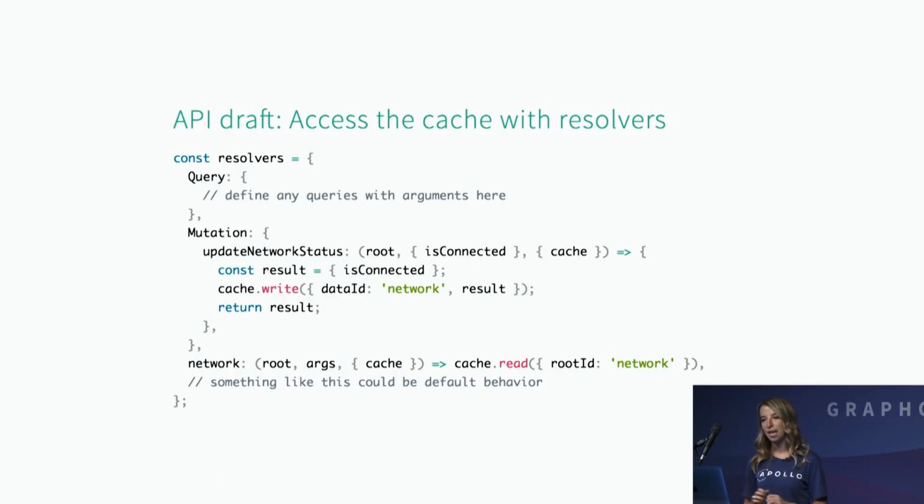Your resolver functions have the same parameters as resolvers on the server. So your root object, any arguments, and the context. But the key difference here is that the cache is automatically added to the context for you. And to read and write data, you'll just manipulate that cache directly. We also want to have some sort of default resolver, so you don't have to specify one each time you want to read a property with the same name as the field.